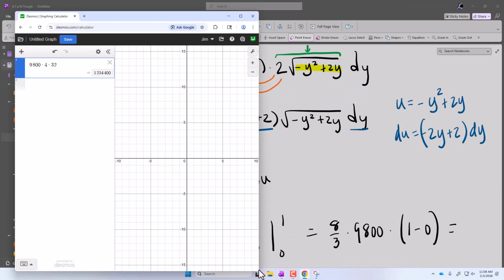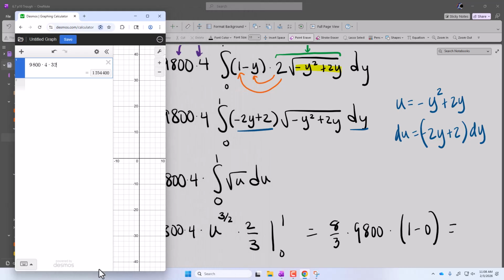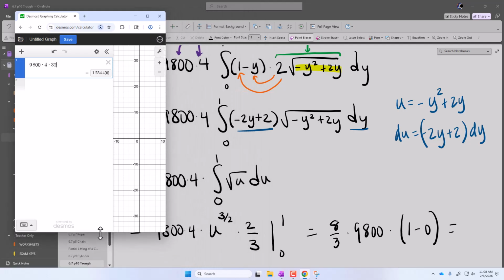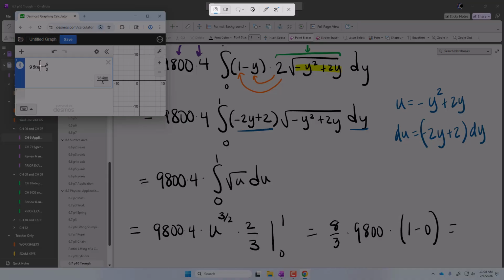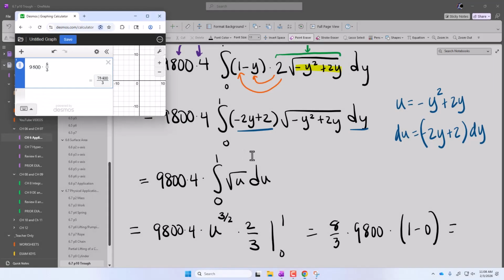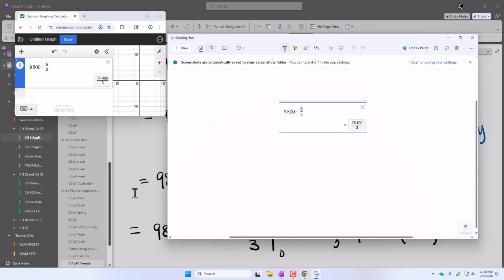9800 times 8/3. Let's shrink you way up. 9800 multiplied by 8/3. And then we want you as a fraction, not a decimal. Unless it asks you for an approximation, you do not round. And those decimals are all rounded.